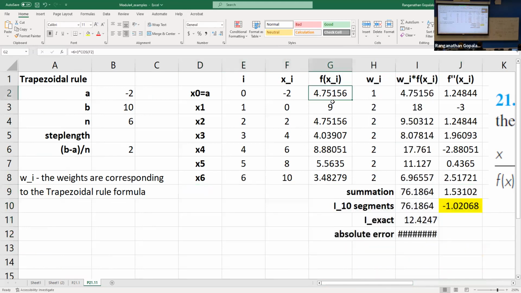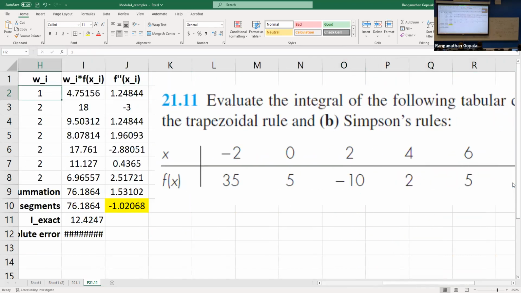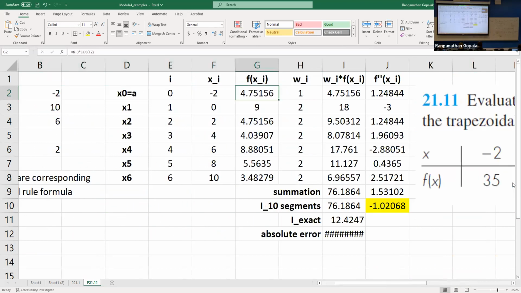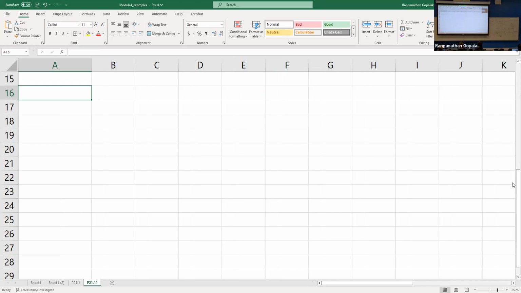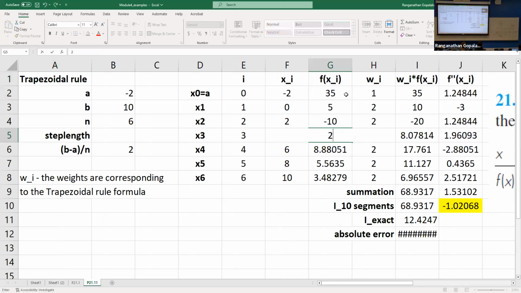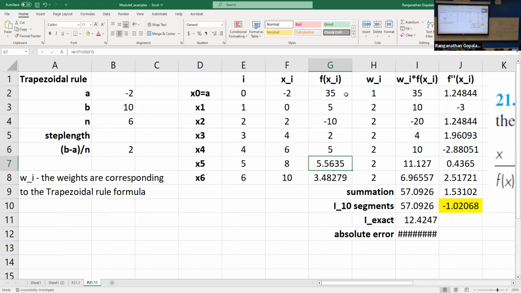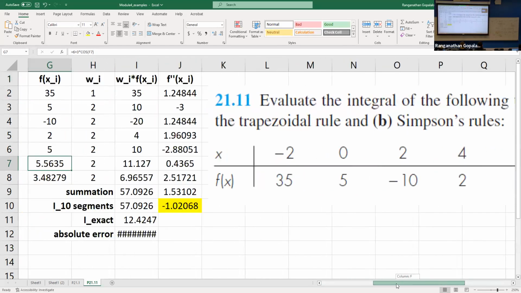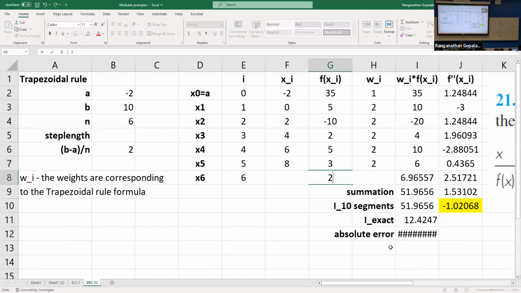Okay, what is f of x? It's still not 6 plus 3 cos x because that is the previous problem. F of x is coming from my table, so somebody has to read this to me. 35. This is 35. What's the next x value? 5. -10. 2. 5. Sorry? 3 and 20. 3, 20.